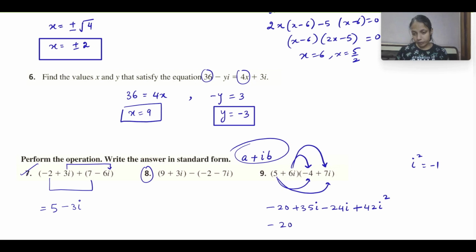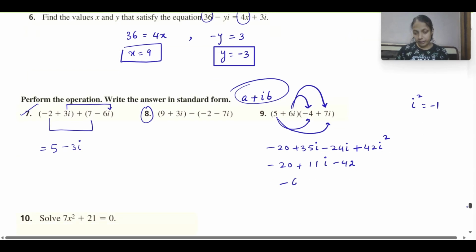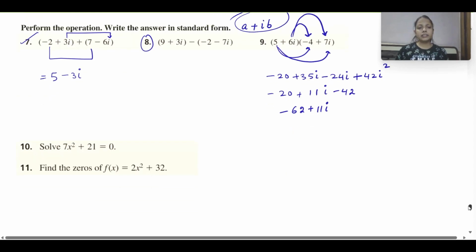Substitute. Negative 20, 35i minus 24i gives 11i. i square is negative 1, so negative 42. Negative 42 and negative 20 is negative 62. Negative 62 plus 11i is the answer. Okay? Next. Solve this. They just asked you to solve it.